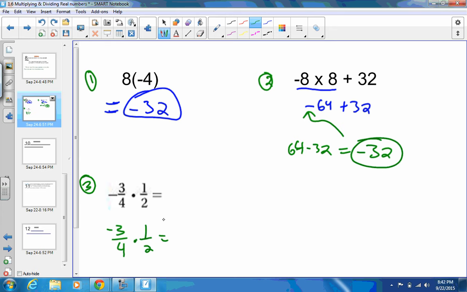And you can multiply straight across. Negative 3 times 1 would be a negative 3. Positive 4 times positive 2 would be a positive 8. And there you go.